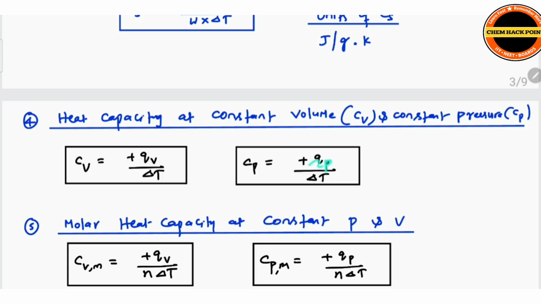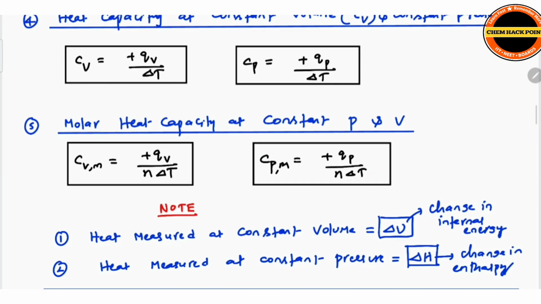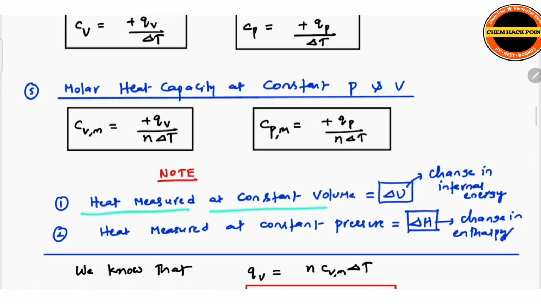Molar heat capacity at constant pressure and volume. So here what do we write? Cvm, Cpm. Here it is heat capacity at constant volume, and here it is molar heat capacity at constant volume. Here it is heat capacity at constant pressure, which is molar heat capacity at constant pressure. Okay, that's why we specified different formulas. Heat measured at constant volume is delta U, the change in internal energy. Heat measured at constant pressure is delta H, the change in enthalpy.